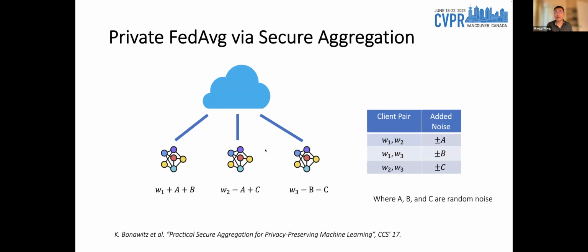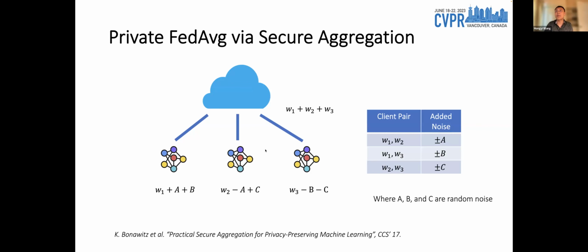Say in this particular example we have 3 clients, but we group them pairwise. So client 1 and client 2, client 1 and client 3, and client 2 and client 3 are grouped together. Within each client pair, they add and subtract identical noise, which can be achieved by sharing the same random seeds across different clients. So let's say W1 plus random noise A, and W2 minus random noise A, and so forth. We have 3 random noises here, A, B, and C.